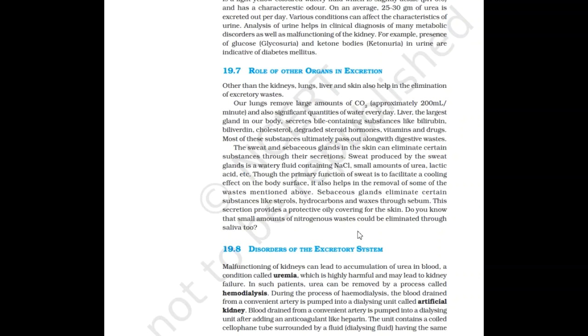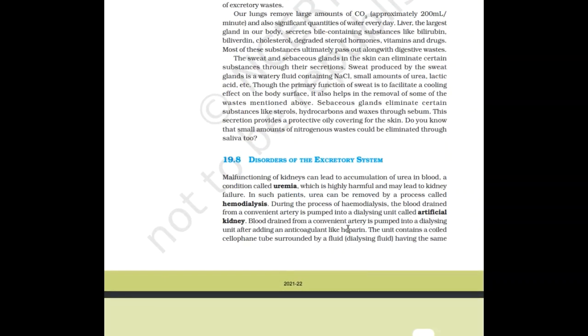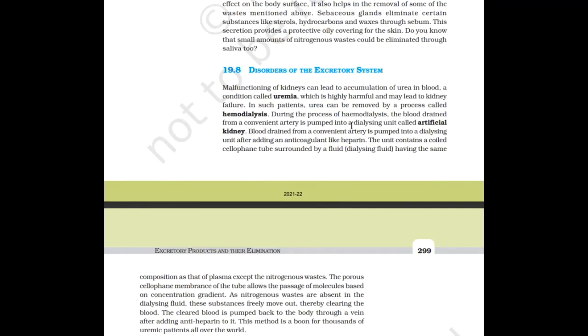Do you know that a small amount of nitrogenous waste could be eliminated through saliva too? Yes. Disorders of the excretory system. Malfunctioning of the kidney can lead to accumulation of urea in blood, a condition called uremia, which is highly harmful and may lead to kidney failure.